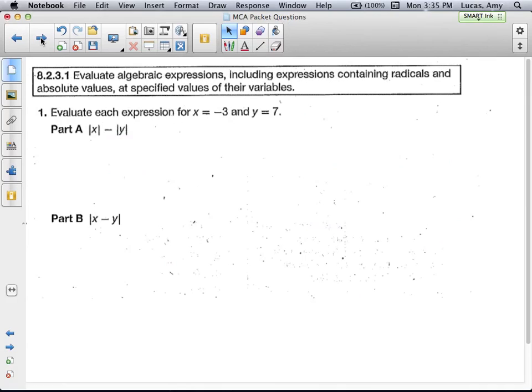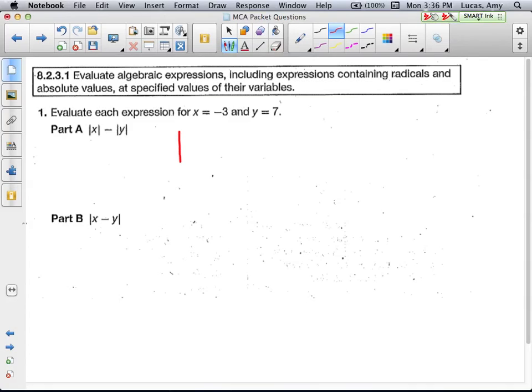Our next benchmark is actually a little bit better of a fit with chapter 1. So part A, 8.2.3.1, evaluate algebraic expressions, including expressions containing radicals and absolute values at specified values of their variables. So number 1, evaluate each expression for x equals -3 and y equals 7.